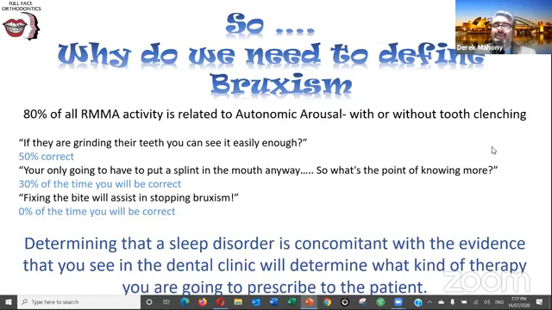Now, I'm not even going to try, I'll just say RMMA, because Chris has already very eloquently defined that. 80% of all masticatory muscle activity is related to autonomic arousal, with or without tooth clenching. If they're grinding their teeth, you can see it easily enough, right? 50% correct. If you're only going to put a splint in the mouth anyway, what's the point of knowing more? Because 30% of the time you'll be correct, but 70% of the time you're wrong. That's pretty bad stats. Fixing the bite will assist in stopping bruxism.